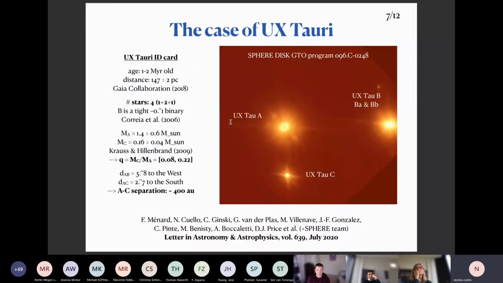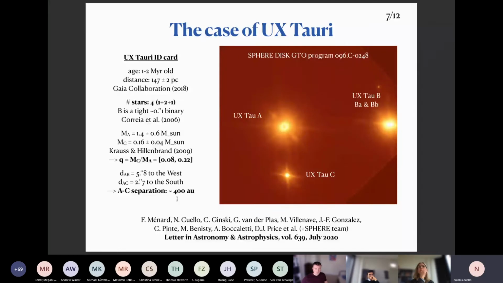This is the system we're interested in. It's a quadruple system. You can see 4 stars: a binary, UX Tau B, sorry, on the right. This is the primary, UX Tau A, and UX Tau C. This is going to be the perturber in this case. And the projected separation between these 2 stars, given the distance, is 400 AU. And we published this earlier this year.